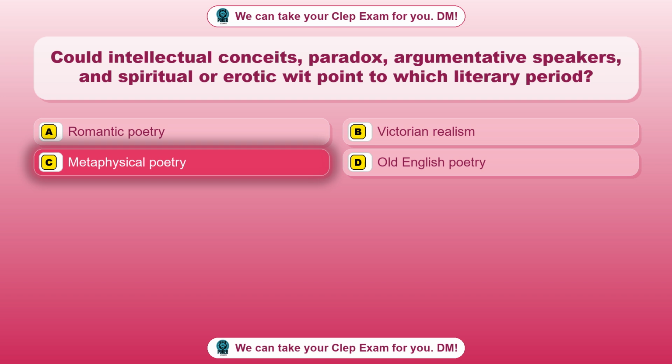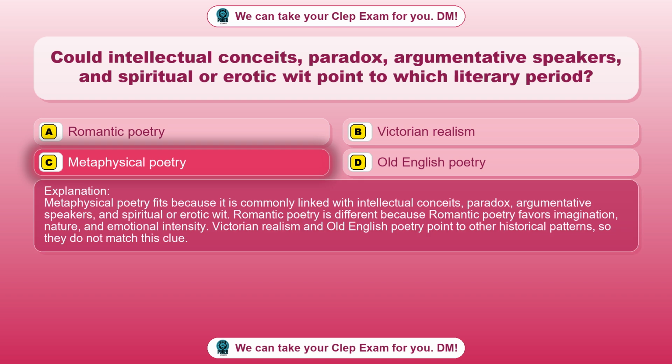Metaphysical poetry. Metaphysical poetry fits because it is commonly linked with intellectual conceits, paradox, argumentative speakers, and spiritual or erotic wit. Romantic poetry is different because romantic poetry favors imagination, nature, and emotional intensity. Victorian realism and Old English poetry point to other historical patterns, so they do not match this clue.